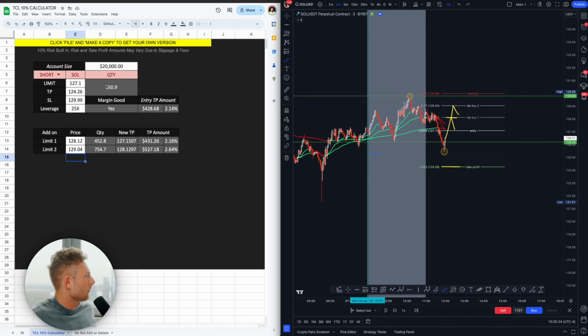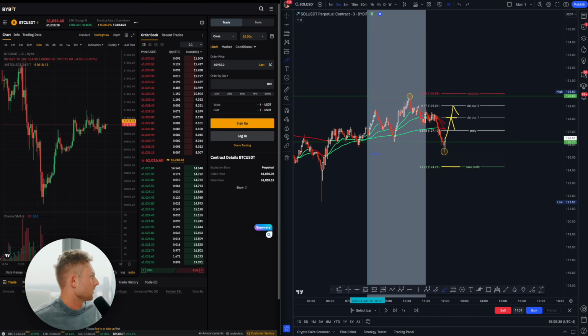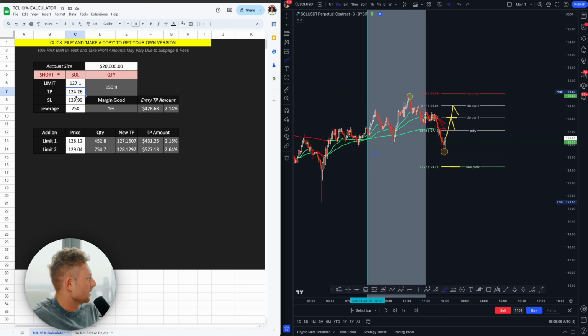Okay, so now we have all of our inputs. So you'll see we have our quantities to input. We have our leverage amount, our expected take profits based on our account size. Okay, so the next thing that you do is pick whatever exchange you're going to be using in whatever market that you're using. All right, you have your order price, you have your quantity, and then you can set up the stop loss and take profit that's going to be shown in these boxes right here.